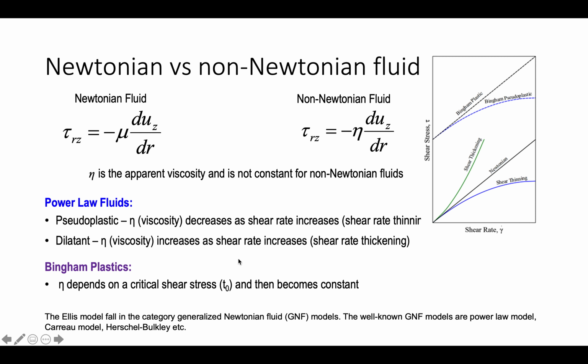Now, at the end over here, it says the Ellis model falls in the category of generalized Newtonian fluid models. When we were talking about the fluid models, we talked of three different models, and one of them was GNF, which is generalized Newtonian fluid models. It says over here the well-known GNF models are the power law, Carreau model, Herschel-Bulkley model, and the Ellis model is also one of them. So I'm going to be talking more about the Ellis model now.